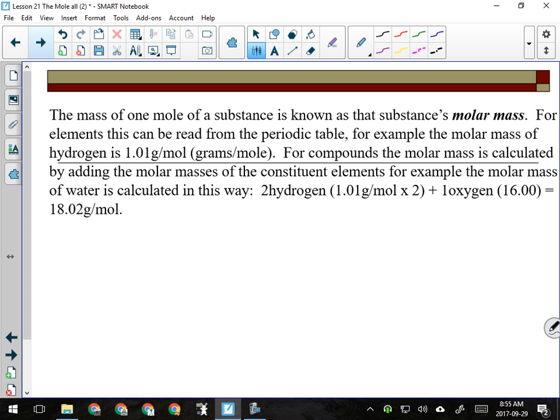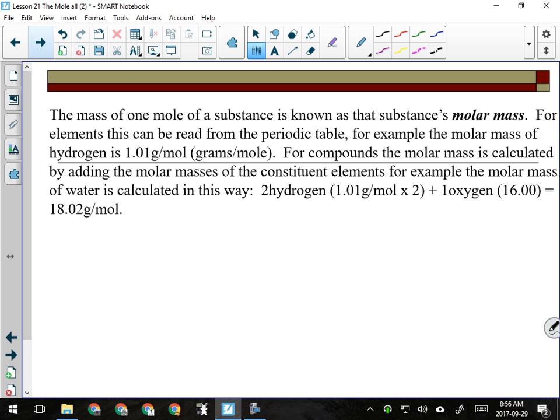Okay, the mass of 1 mole of a substance is called the substance's molar mass. If we're talking about things on the periodic table, which are atoms, it's called their atomic mass, but it's still their molar mass. It means the same thing. It's the mass of 6.02 times 10 to the 23 atoms of that material. If we're talking about a compound, then it's 6.02 times 10 to the 23 molecules of that compound. It's always whatever the smallest particle of that material is. So for hydrogen, the molar mass is 1.01 grams per mole. That's what it says on your periodic table.